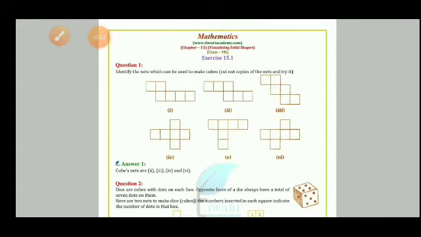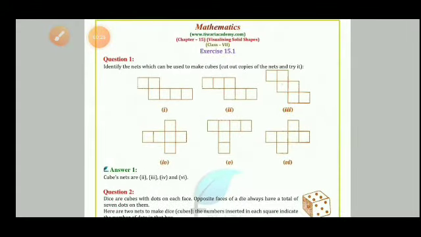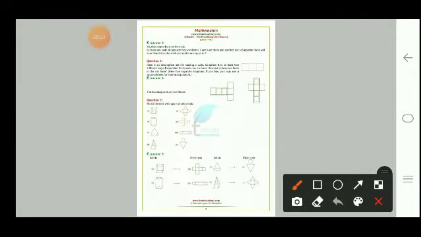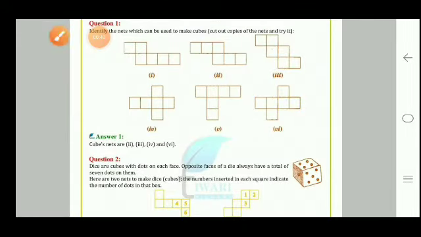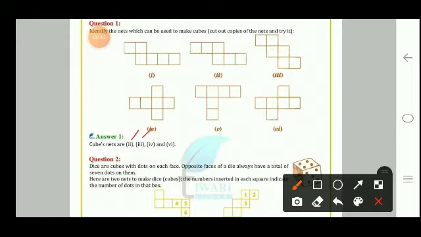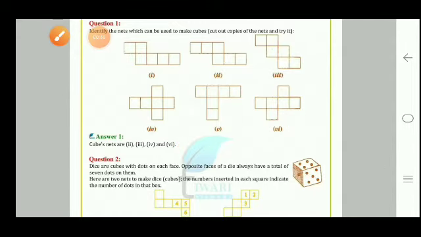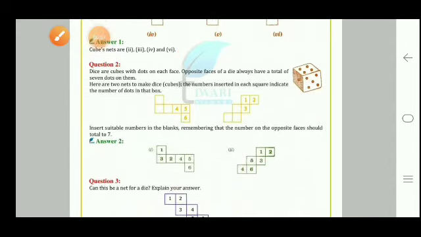Okay, now as we see here, they are asking which nets can be used to make the cube. The second one is there, which we just move and we'll get the answer. Then we have the third, then the second, third, fourth and sixth. So the second, third, fourth and sixth are the nets from which we can easily make the cubes. This you do practically and you will come to know.